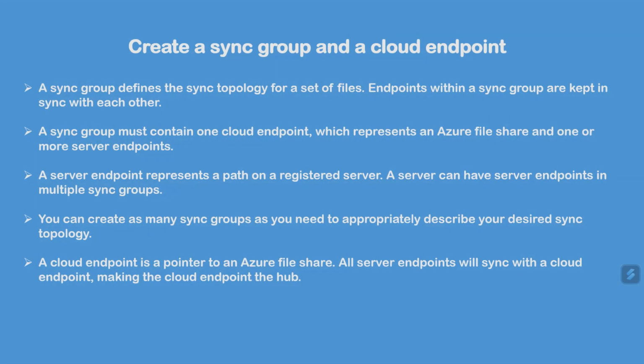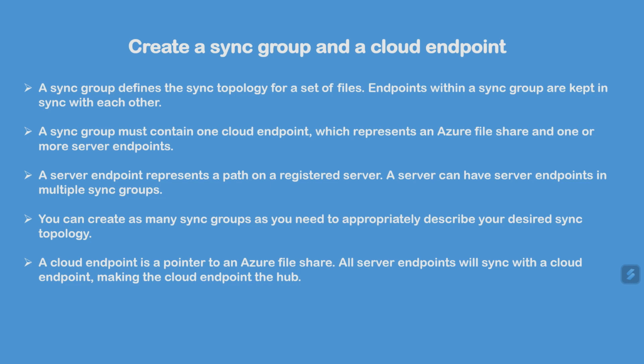Now, we would need to create a sync group and a cloud endpoint. A sync group defines the sync topology for a set of files. Endpoints within a sync group are kept in sync with each other. So there are two endpoints: there is the cloud endpoint and there is the server endpoint. A sync group must contain one cloud endpoint, which represents the Azure file share, and one or more server endpoints. So there must be a cloud endpoint, that is the Azure file share, for the syncing to take place between the cloud storage and the on-premises storage.